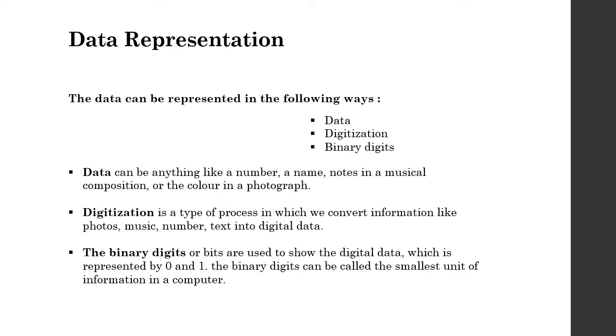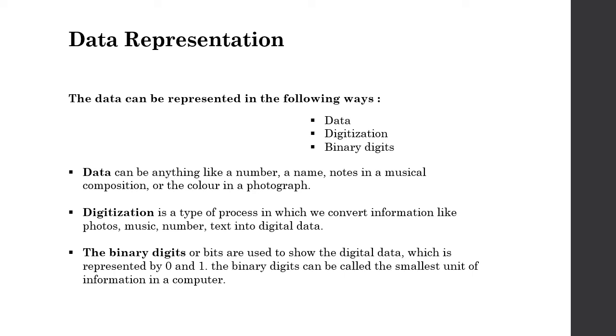So data can be represented in the following ways. Data digitalization and binary digits. There are some points for these things. What is data? It can be your name, a number, the color in a photograph, or notes. It can be anything.